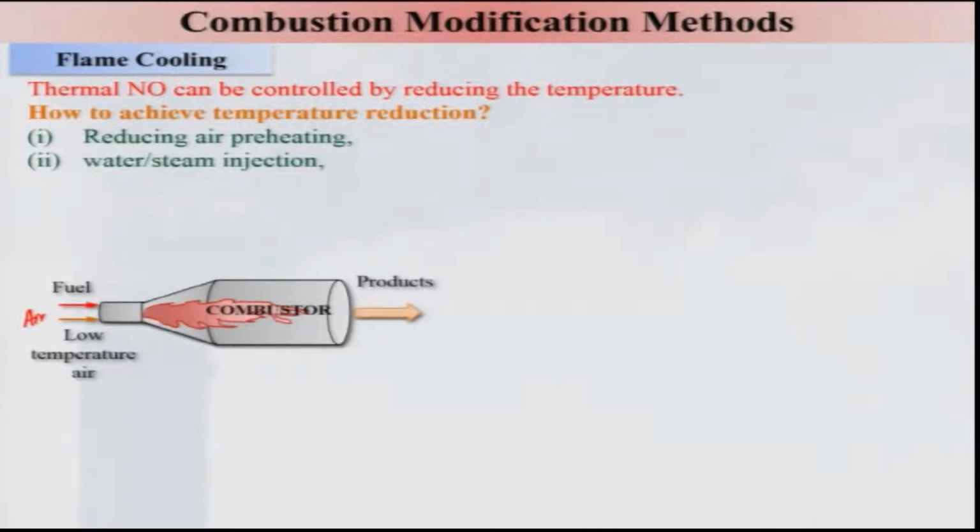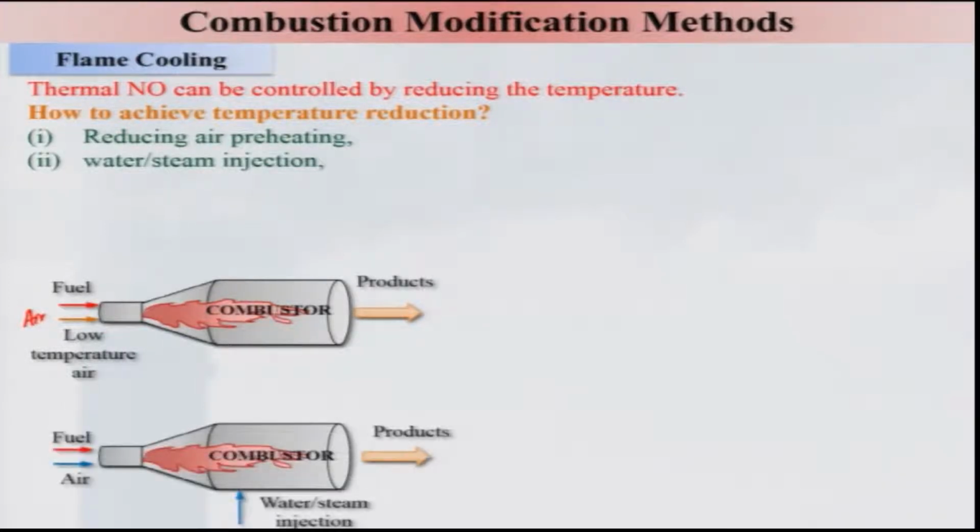And another way is that water or steam can be injected into the combustor, such that the water will be evaporated, and then that heat will be taken from the combustion product, such that the temperature will be lowered, and steam also will react with the CO and convert it into carbon dioxide. As a result, you can reduce both the CO and also the NOx emission level.